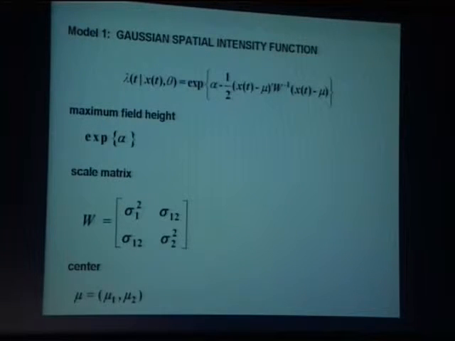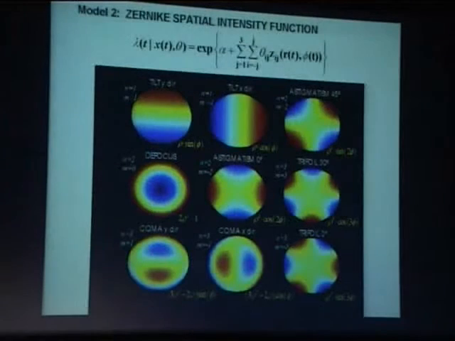X of t is the animal's position at some time, mu is the center of the field, and sigma is a scale matrix, which just sort of changes the shape of the Gaussian, and e to the alpha basically is going to be the height of the field. When the animal's in the center of the field, you're going to have the maximal height. So you just get a Gaussian surface centered at this location is what that would amount to. So you estimate these parameters and you can characterize the field for each neuron.